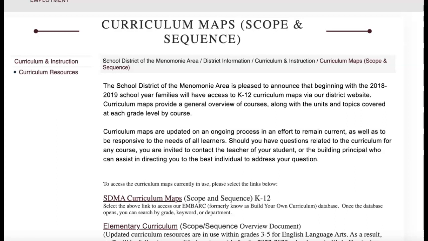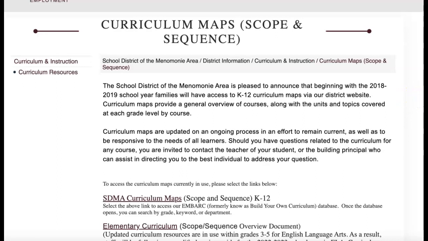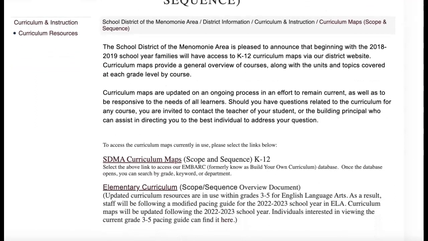Hello. Okay, I wanted to go over this curriculum map from the school district of the Menominee area. I wanted to just sort of talk this through with you before unleashing you to go in and explore on your own. So this is the area where you can go in and search the curriculum maps and that will provide you with scope and sequence.